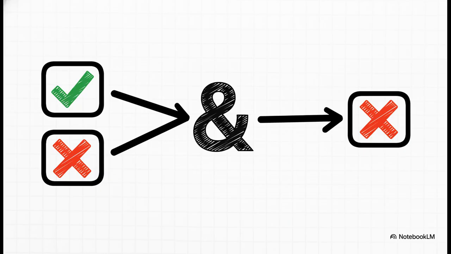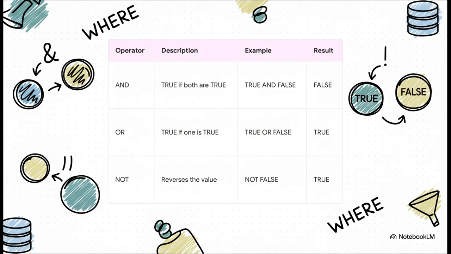Okay, so we can do math and we can compare things, but what if we need to combine a few different comparisons together? Well, that's where our last group of operators comes into play. Think of these logical operators as the glue that holds our conditions together. AND is strict. It needs both conditions to be true. OR is a lot more relaxed. It only needs one of them to be true. And then there's NOT, which is the easiest of all. It just flips true to false and false back to true.